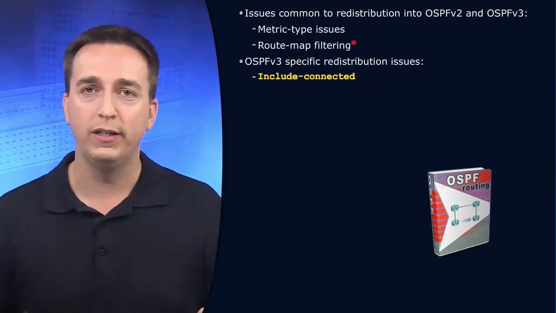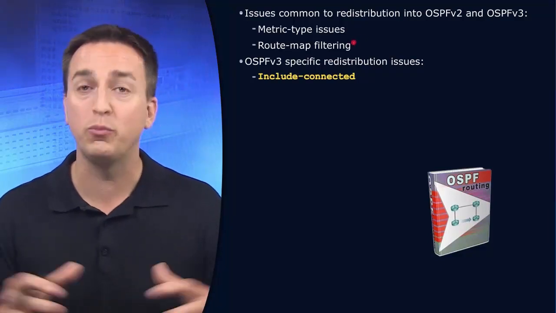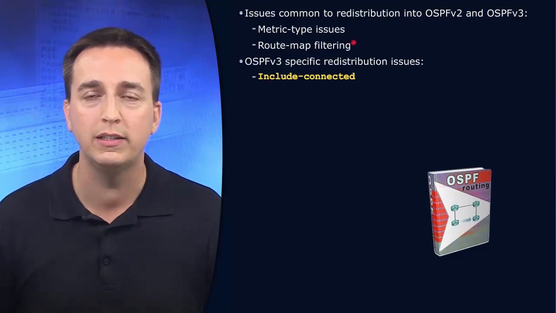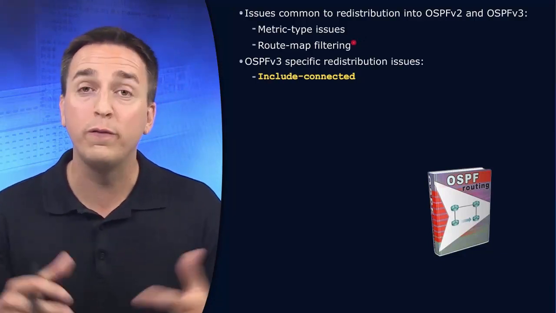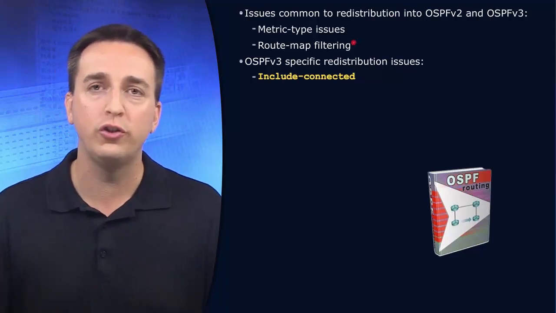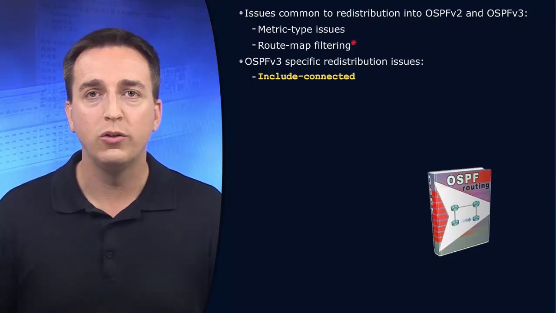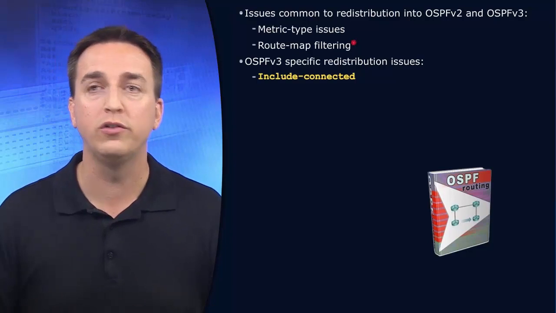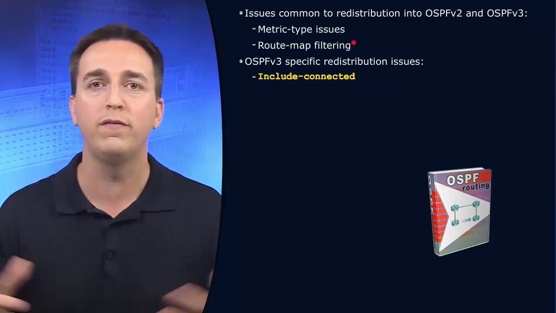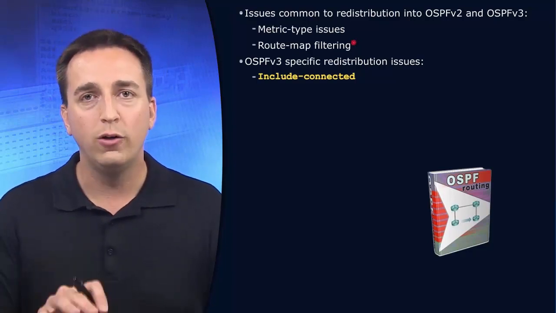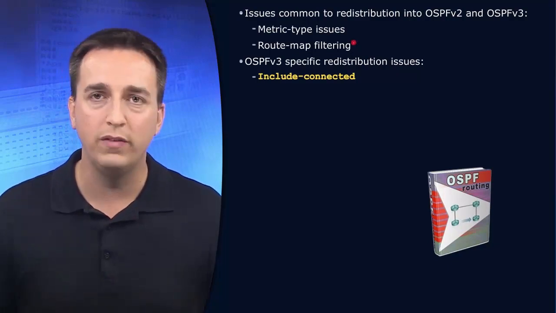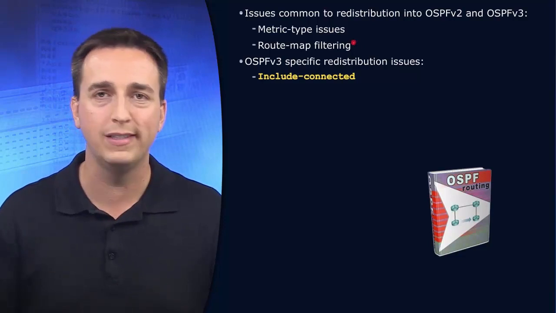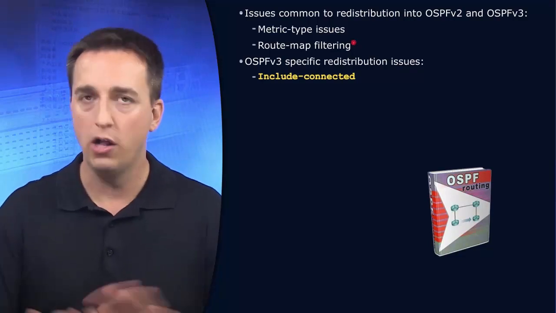Route map filtering. We still can utilize route maps with prefix lists or access control lists to redistribute or filter certain routes during the redistribution process. So along with filtering those routes, we can also modify metric types. We can modify the metric itself. Those are all items that still have an effect on OSPFv3. So we have to be able to troubleshoot those prefix lists, access lists, route maps, all of those.